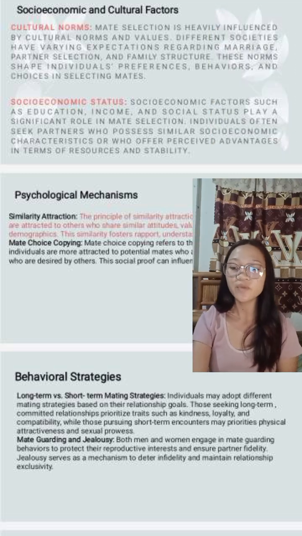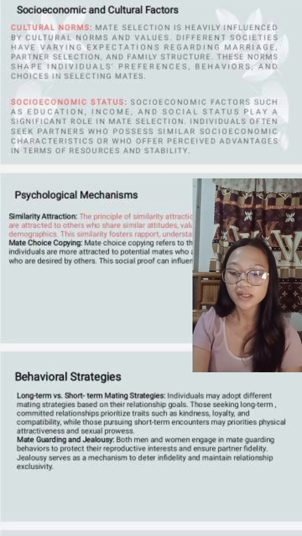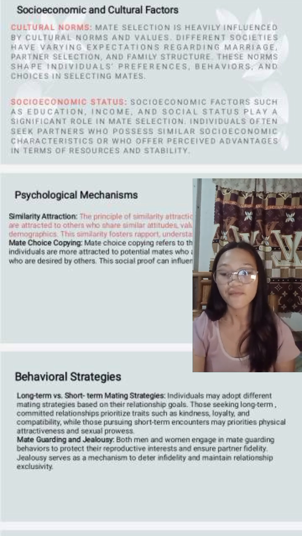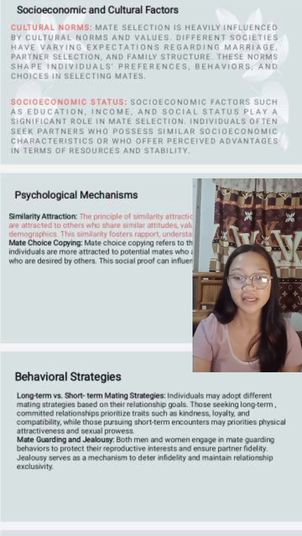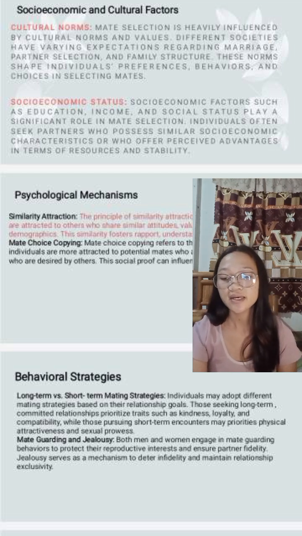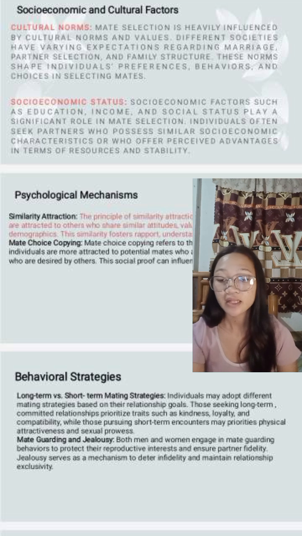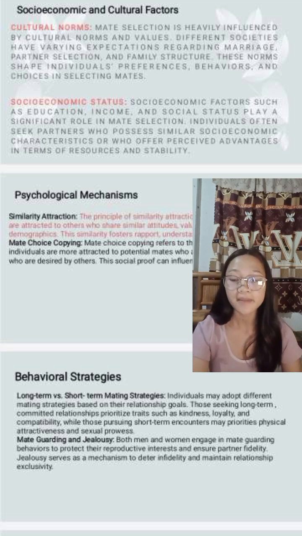So next, let's move on to the behavioral strategies. We have two. First is the long-term versus short-term mating strategies, and the next one is mate guarding and jealousy. So the first one is the long-term versus short-term mating strategies.